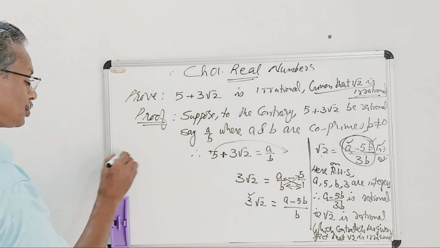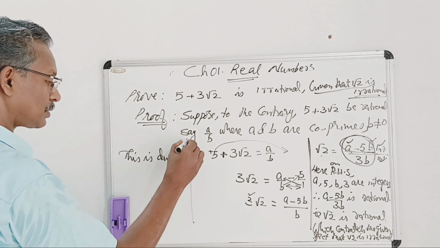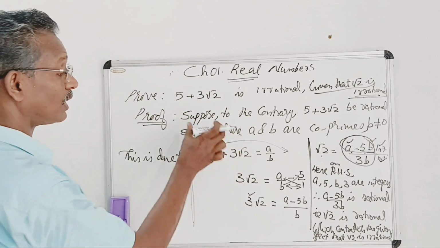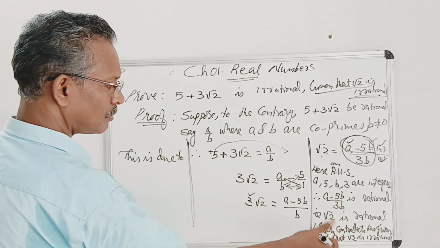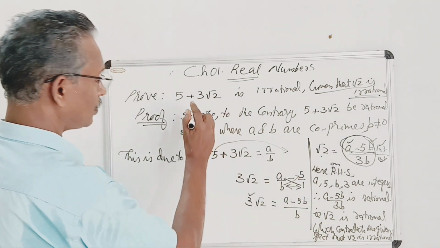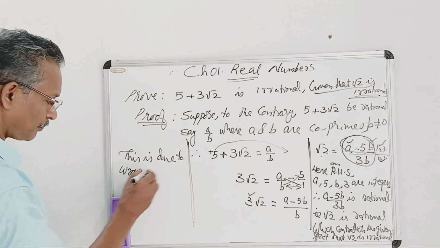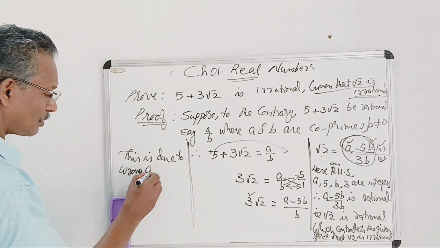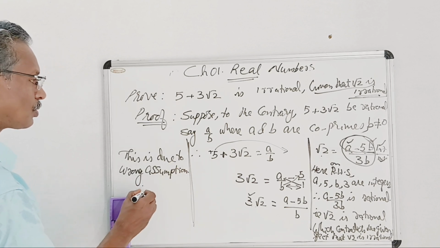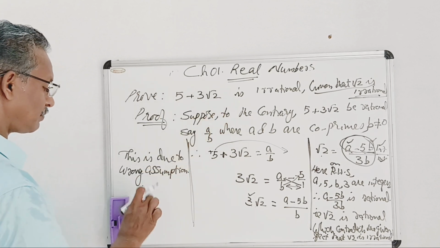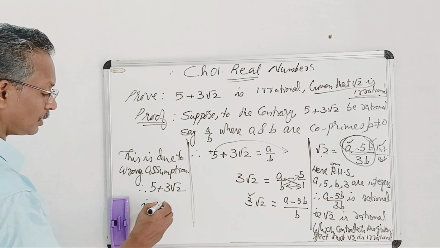Therefore, every step is correct. Only one step may be wrong, that is the supposition. Rest all steps are correct. Why did this wrong answer come? Not because of these steps, only because of the supposition. This is due to wrong supposition, or our assumption is wrong. Therefore, the given number 5 plus 3 root 2 is irrational.